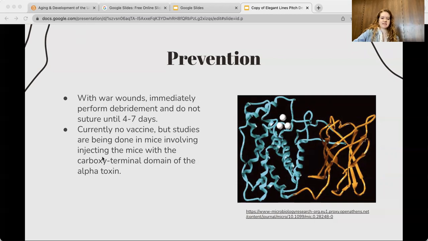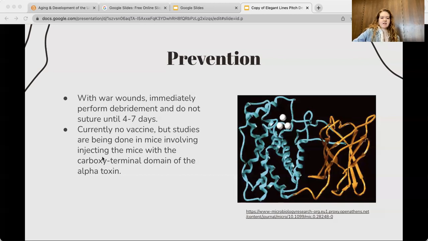There's currently no vaccine, but there are studies being done to develop one. One of those involved injecting mice with the carboxy terminal domain of the alpha toxin. That resulted in the mice producing antibodies that were capable of minimizing the cytotoxic activity of the alpha toxin.